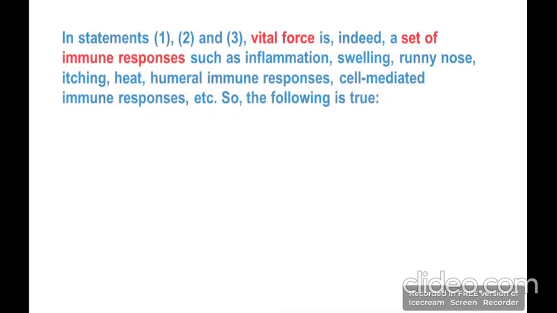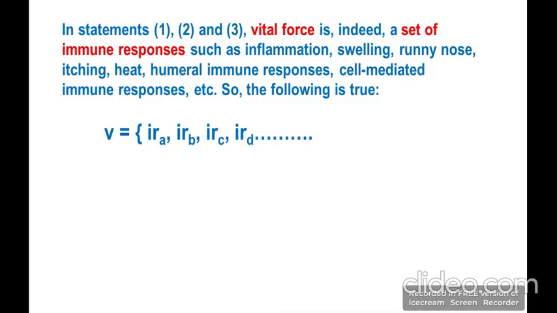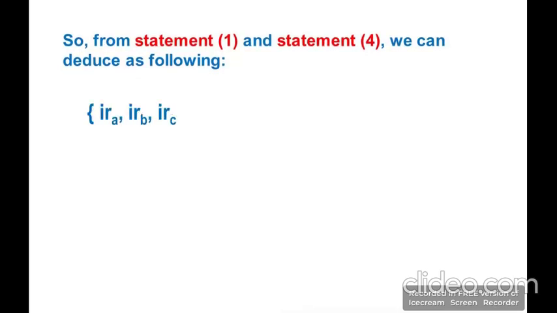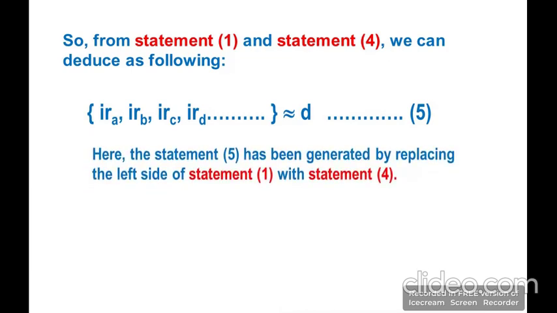In statements 1, 2, and 3, vital force is indeed a set of immune responses such as inflammation, swelling, runny nose, itching, heat, humoral immune responses, cell-mediated immune responses, etc. So, the following is supposed to be true. Here, vital force has been deemed as the set of immune responses such as immune response A, immune response B, immune response C, and so on. So, from statement 1 and statement 4, we can deduce the following. Here, statement 5 has been generated by replacing the left side of statement 1 with statement 4.